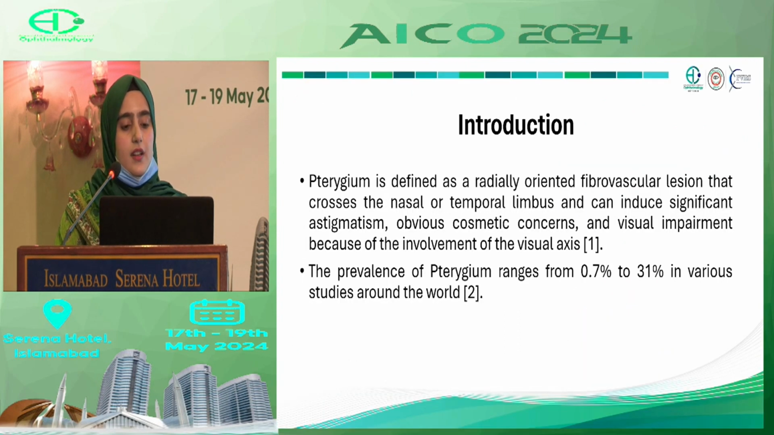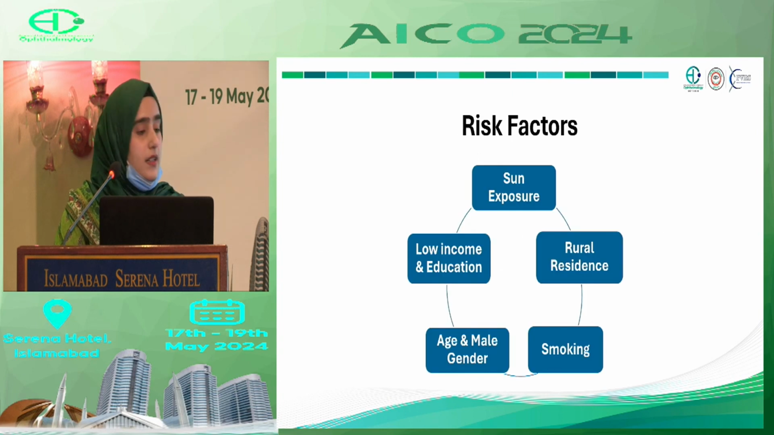Here's the introduction. Pterygium is defined as a radially oriented fibrovascular lesion that crosses the nasal or temporal limbus and can induce significant astigmatism, cosmetic concerns, and visual impairment because of the involvement of the visual axis. The prevalence of pterygium ranges from 0.7% to 31% in various studies around the world. Here are the risk factors of pterygium: sun exposure, low income and education, rural residence, age and male gender, and smoking.